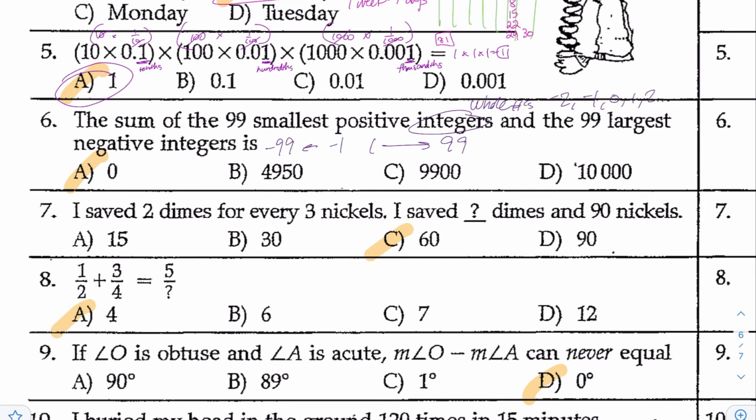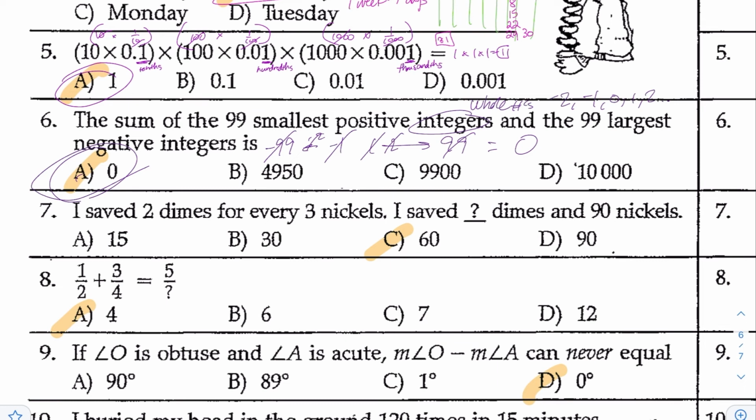Remember, when you have negative numbers, it's the opposite. So -1,000,000 is not large at all. It's actually really, really small. -1 is the biggest negative whole number because it's the closest to 0. So when you add all these up, 1 will cancel out with -1, 2 will cancel out with -2, 3 cancels out with -3, etc. 99 cancels out with -99. And when you add, you just have nothing. So that's going to be choice A. You have 0. Everything cancels out.